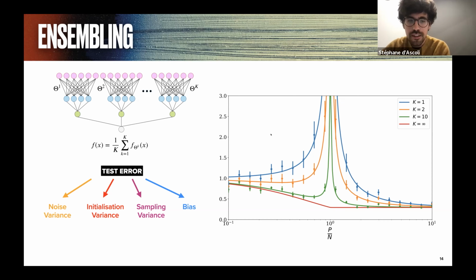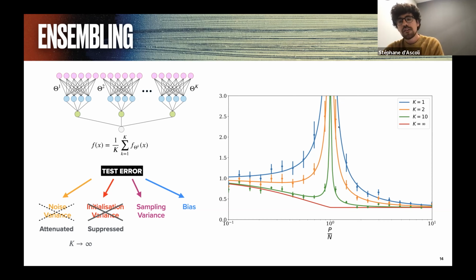What's also very interesting here, as I was saying, is that these two sources of variance are also killed as we overparameterize. What's very interesting is that the final error you get when you take a single model but make it infinitely wide, so if you take this blue curve and go to infinity, is exactly the same error as if you take an infinite number of overparameterized models.